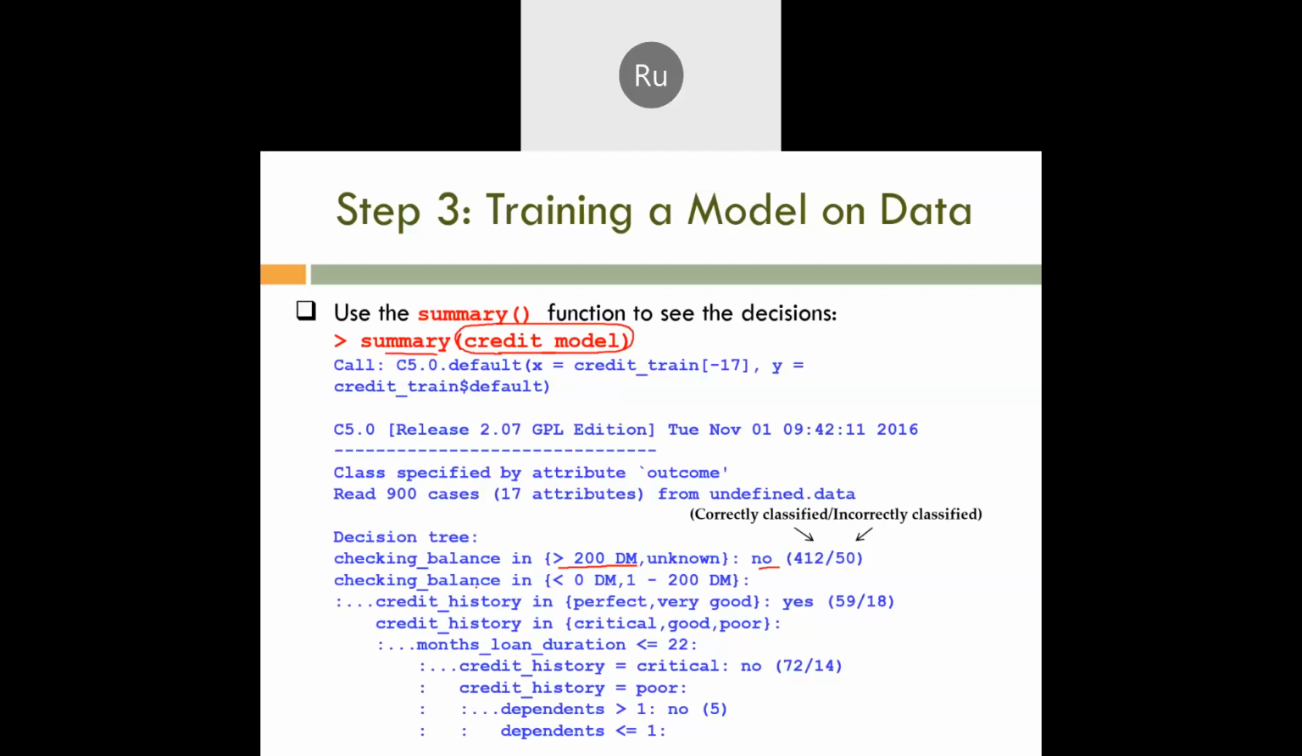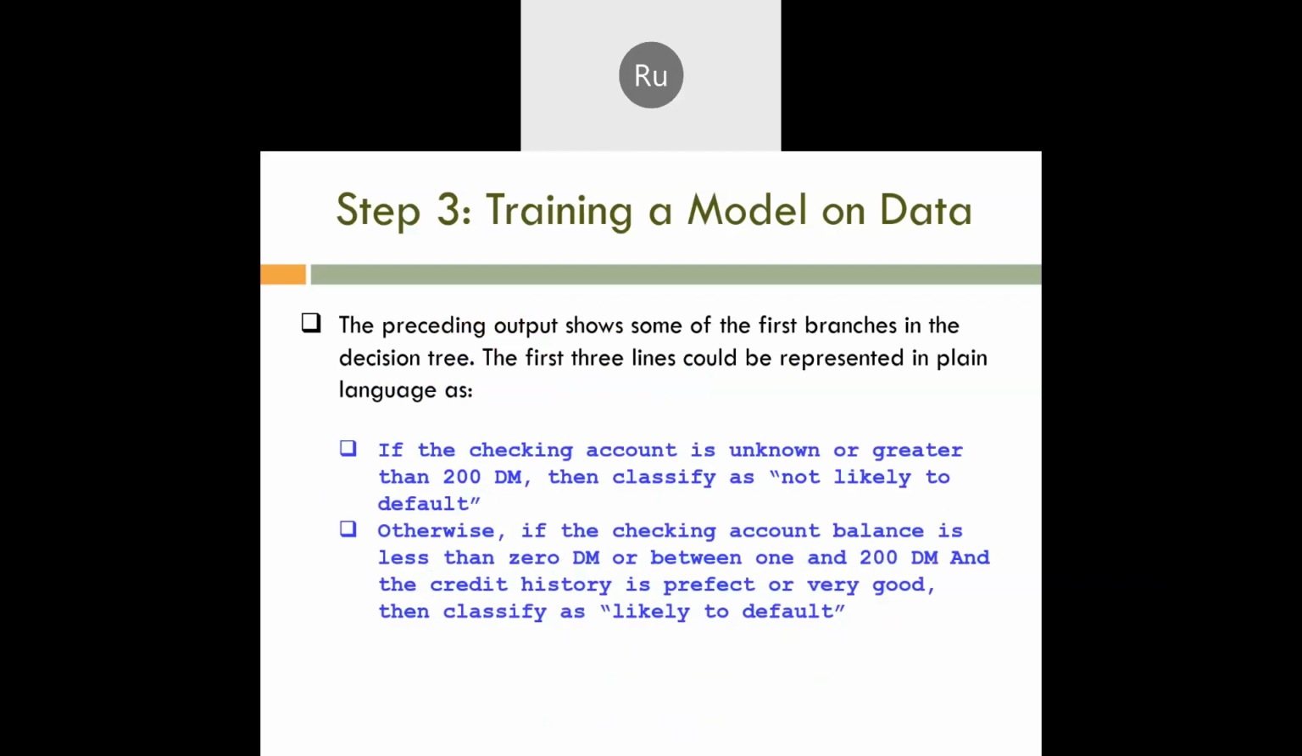But if your checking balance is less than 0 or in between 1 and 200, and also your credit history is perfect or very good, then you are likely to default. In the brackets here, it tells you how many correctly classified and incorrectly classified samples we have. So based on this result, this is what we can say.